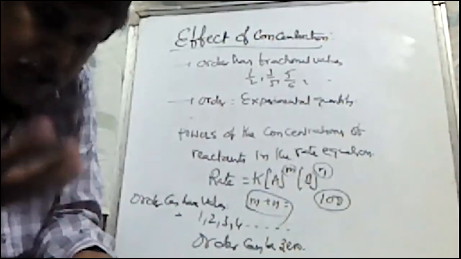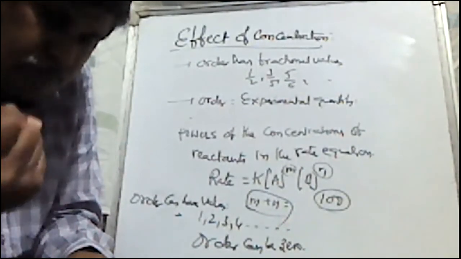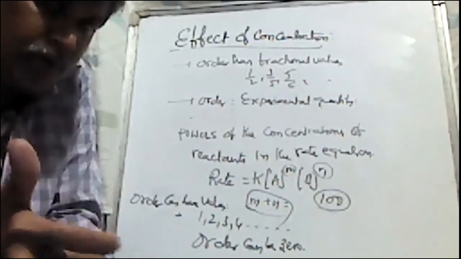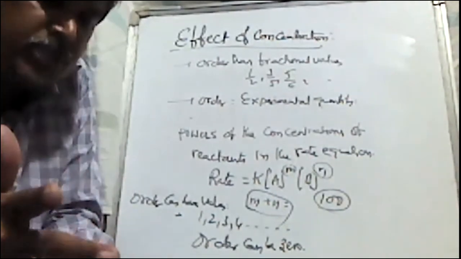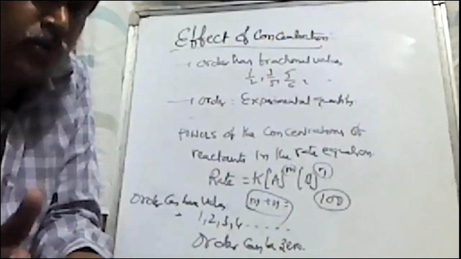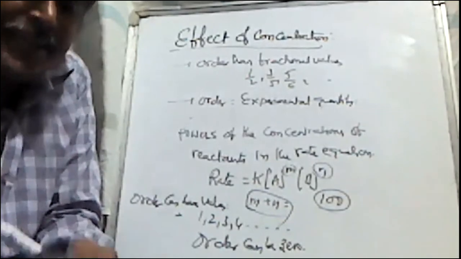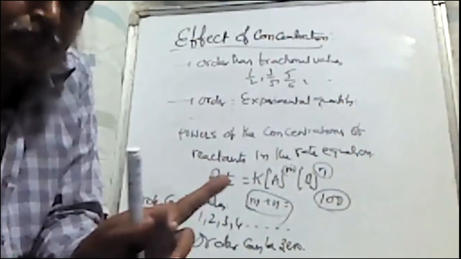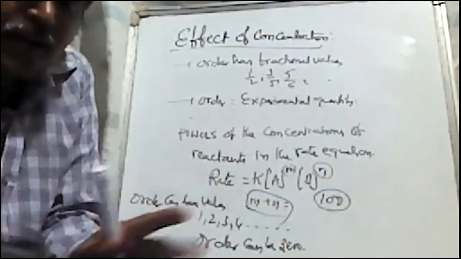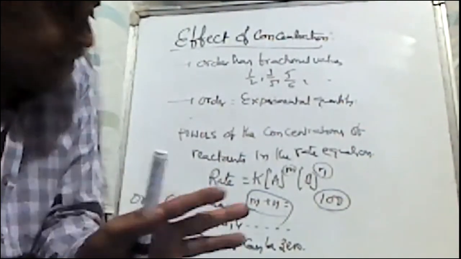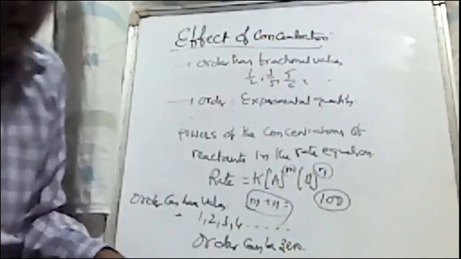So now there are 5 points in order of reaction. Order is the sum of the powers of the concentration terms in the rate equation. Second, order can have values 1, 2, 3, 4 and so on. Order can be 0. Order can have fractional values. Order of a reaction is an experimental quantity, and it cannot be predicted theoretically. So this is about order of a reaction.